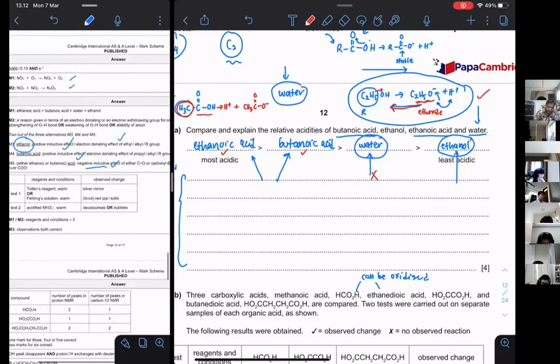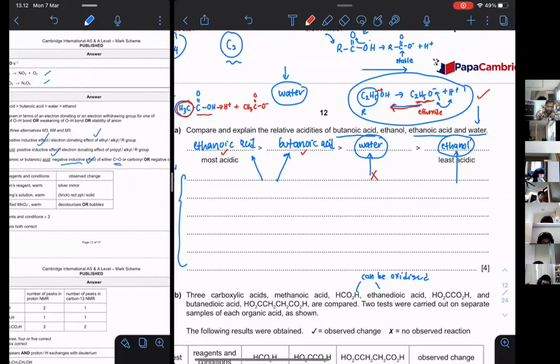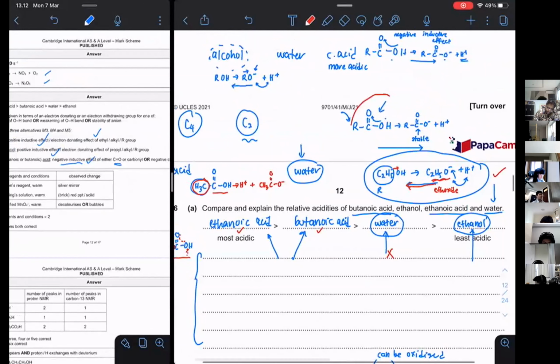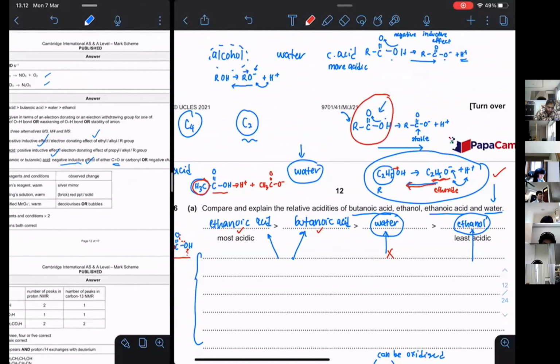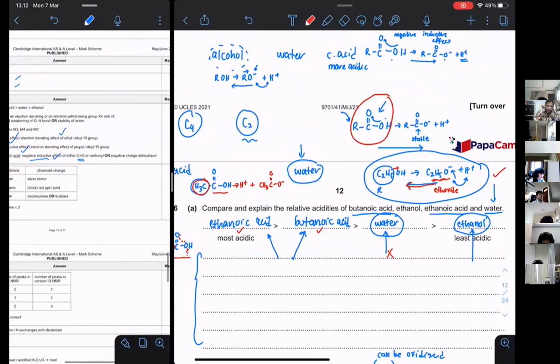The negative inductive effect refers to the C double bond O, where they withdraw the electron and make it stabilize over here. So they are going to have this negative charge delocalized between oxygen, carbon, and oxygen. This makes this particular ion stable, so the reaction moves more towards the right. It means more H plus will be provided, so you are going to have a stronger acidity compared to water. So for both of them.